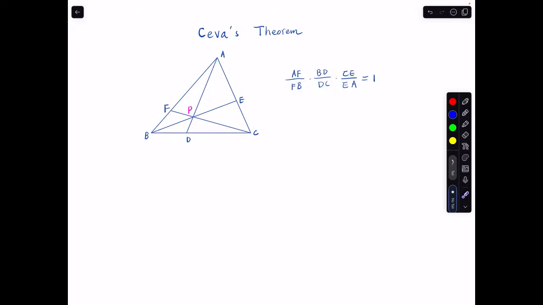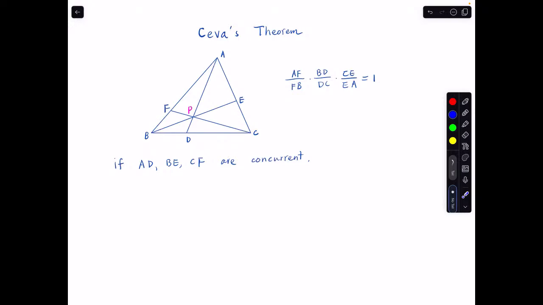So we're going to prove that if they are concurrent, right? So what we want to prove is if AD, BE, CF are concurrent, in other words, they meet at point P here, then we're going to have this condition here, right? So how are we going to prove that?